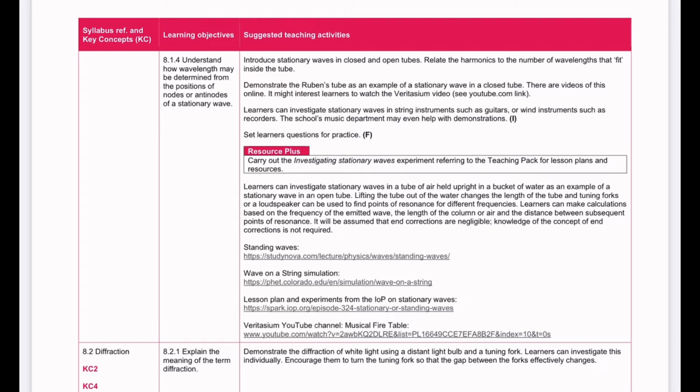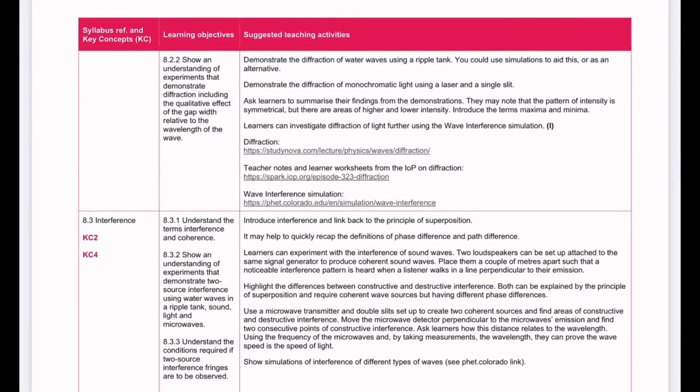Key concept 8.2 Diffraction. Learning objectives. 8.2.1 Explain the meaning of the term diffraction. 8.2.2 Show an understanding of experiments that demonstrate diffraction, including the quantitative effect of the gap width relative to the wavelength of the wave. Key concept 8.3 Interference.